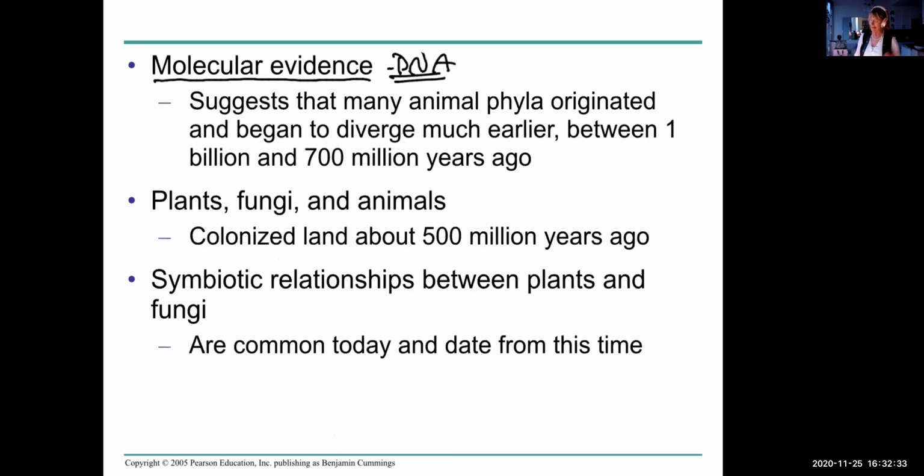Lots of phyla originated and began to diverge even earlier, maybe 1 billion to 700 million years ago. Plants, fungi, animals colonized land about 500 million years ago. And there's lots of symbiotic relationships that have formed since then. They're common today, and they date from this time because living on land is no easy task. So if you have one organism that can provide you with shelter, like algae and fungus, for example, then you have a better chance of surviving on land.